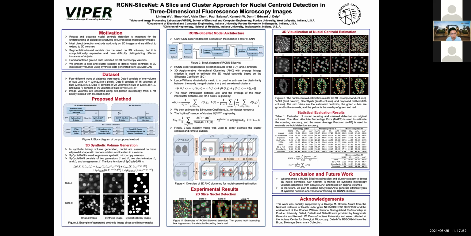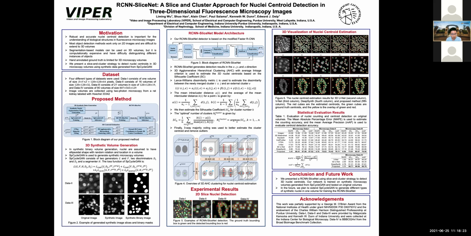And also, deep learning-based models typically require a large amount of training samples, and manually annotating this ground truth is labor-intensive, especially for 3D microscopy volume. So to address these issues, we present a slice and cluster strategy to detect nuclear centroids in 3D microscopy volumes using synthetic data generated from SpCycleGAN.